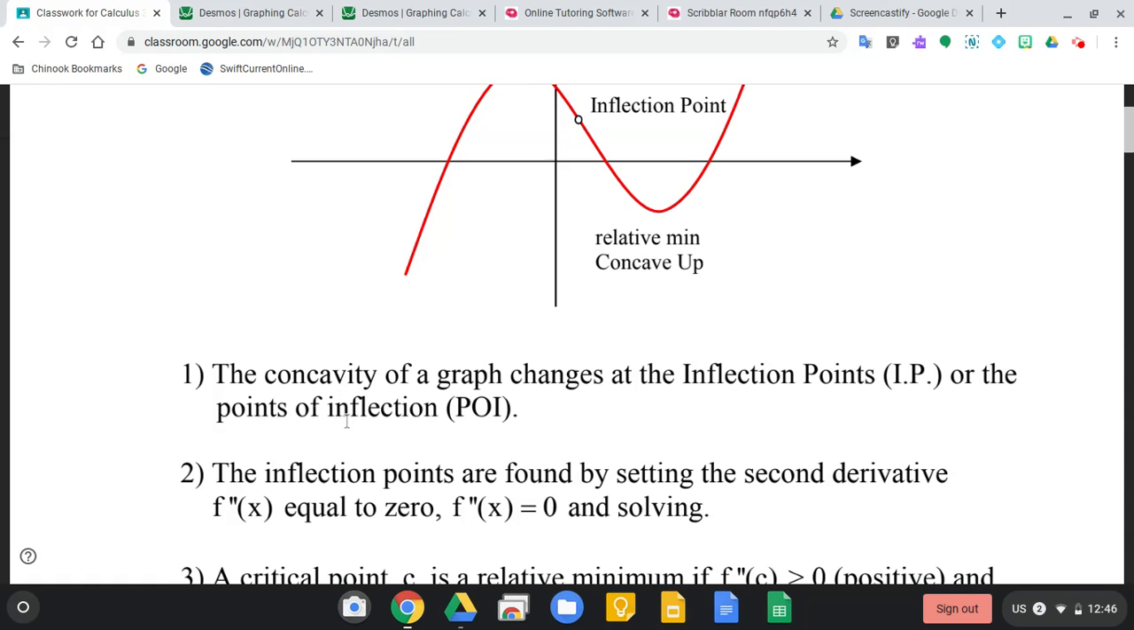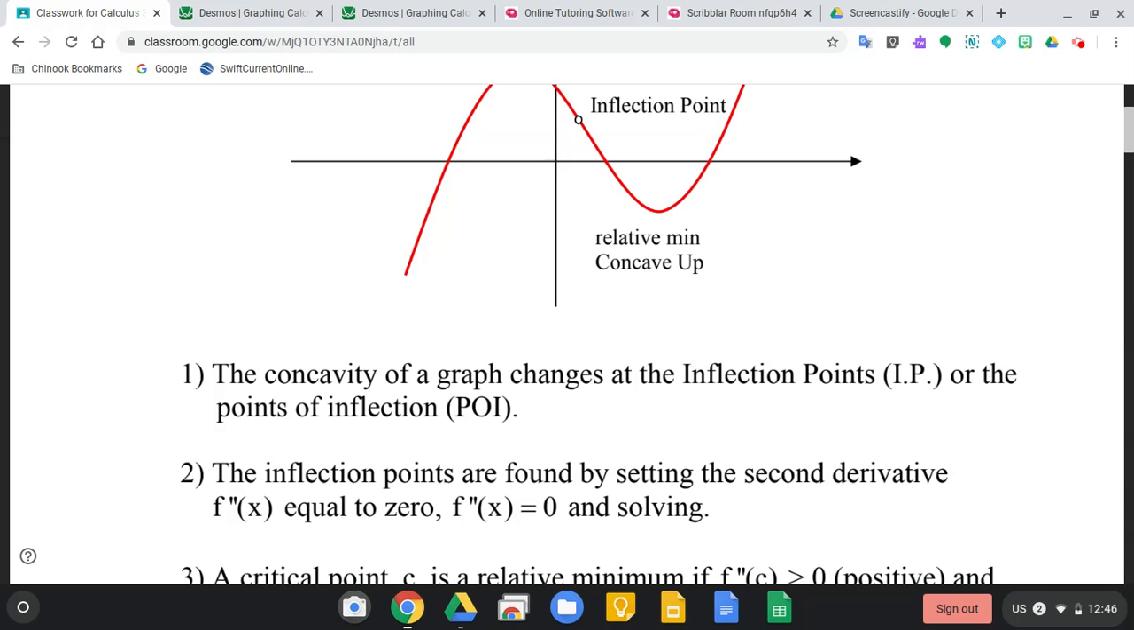So here we are, statement number 1: the concavity of a graph changes at the inflection points, abbreviated capital I, capital P, or some textbooks refer to it as the point of inflection, POI. Some calculus teachers call them POI points, or point of inflection, or capital IP, inflection point. I'll probably switch back and forth between them, so you should know what both abbreviations refer to.